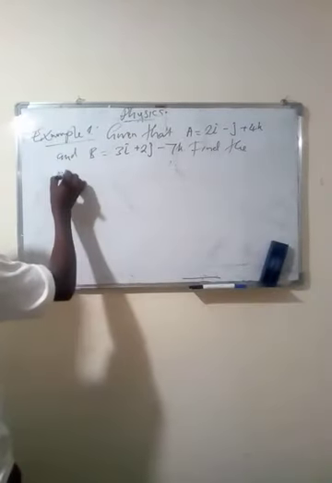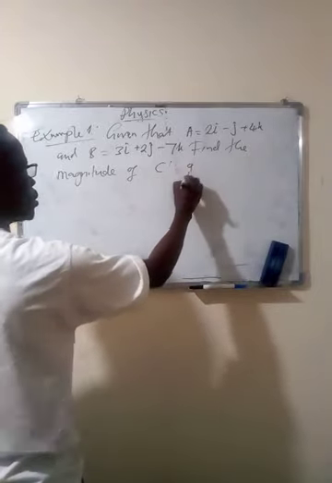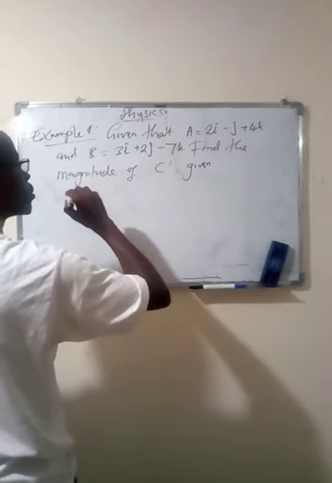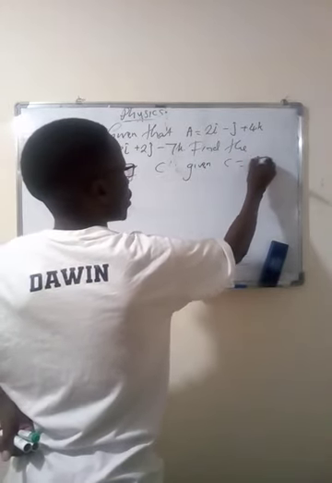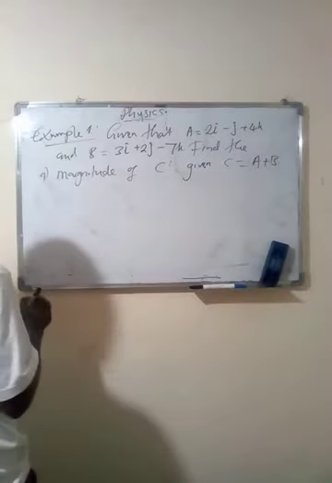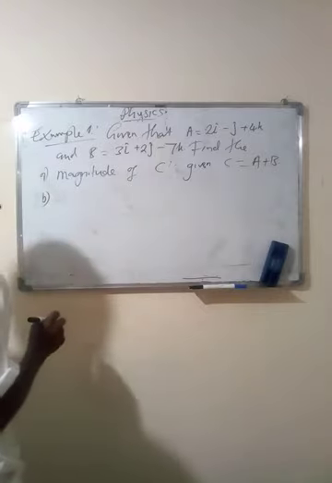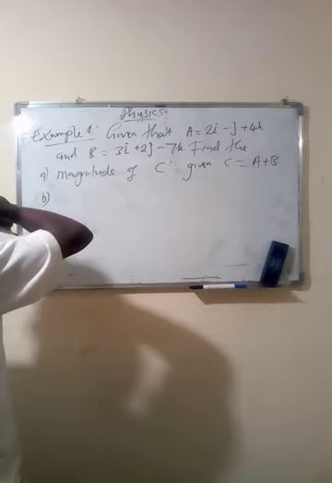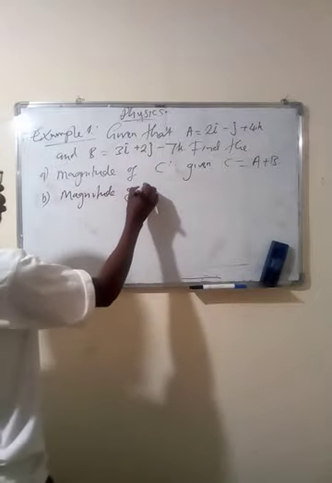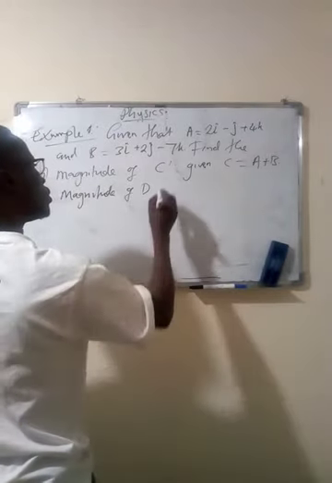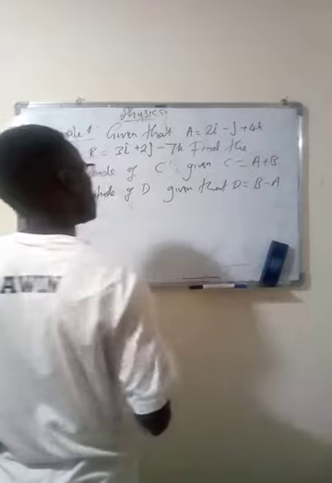Okay, find the magnitude of C given that C is equal to A plus B. Then, find the magnitude of D given that D is equal to B minus A. All right.